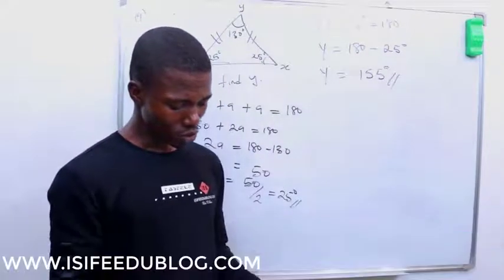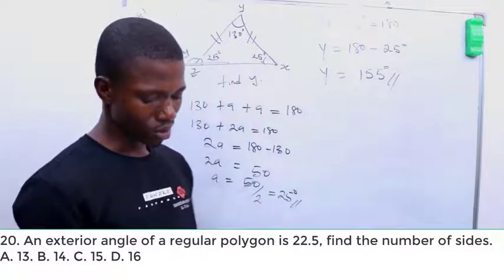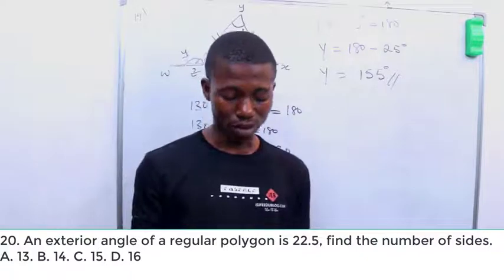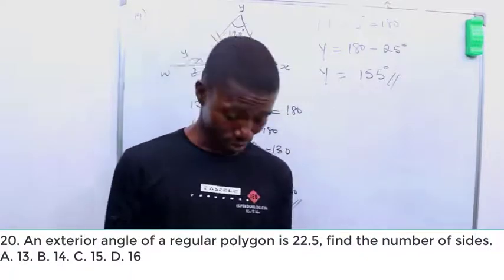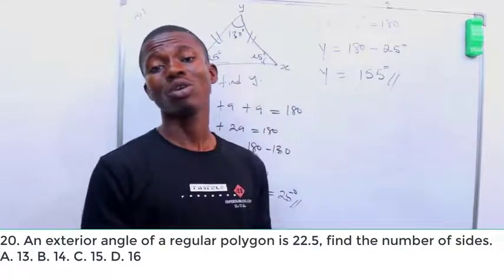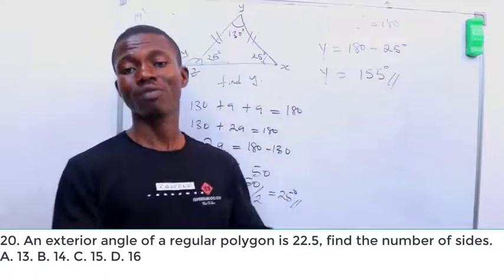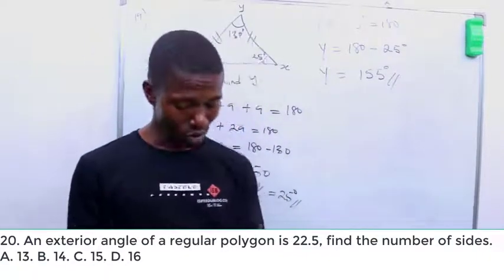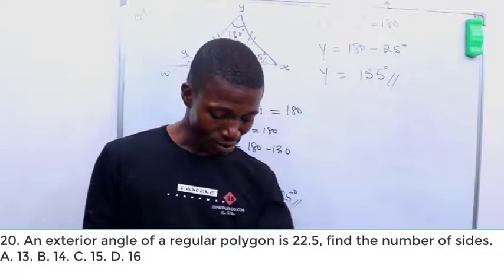Okay, let's go over to number 20, which says an exterior angle of a regular polygon is 22.5. Find the number of sides. This is polygon angles, number of angles on a polygon. Okay, in polygons you have to know how to find exterior and interior angles. You have to know the formulas to apply. So here all you need is finding the number of angles on an exterior polygon.